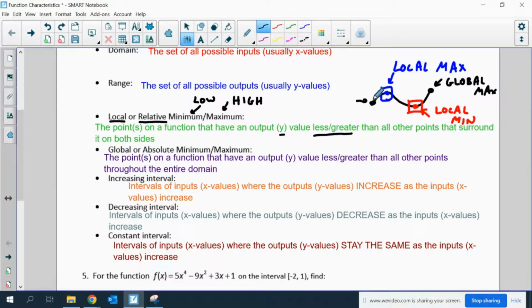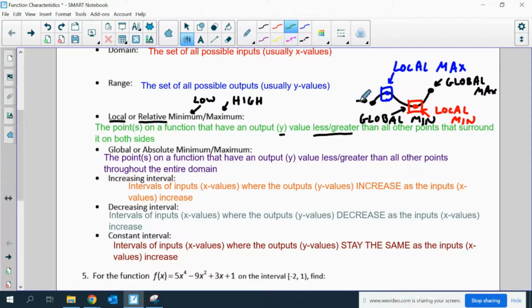But this point does not appear to be lower than this red dot. So this local max would also be a global max, and this local min would also be a global min. So local and global mins can exist at the same spot.